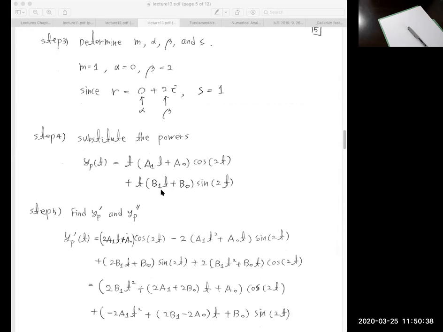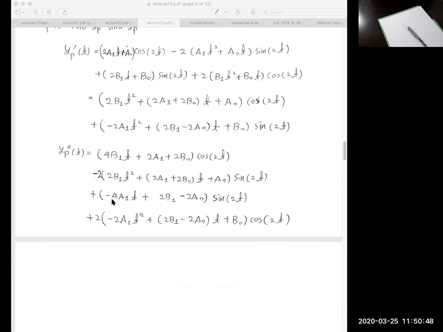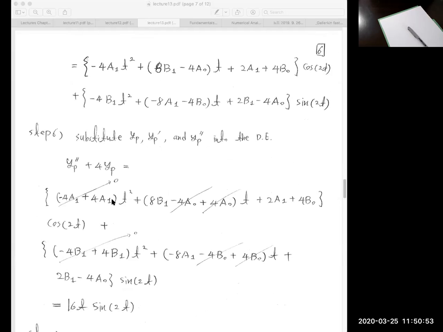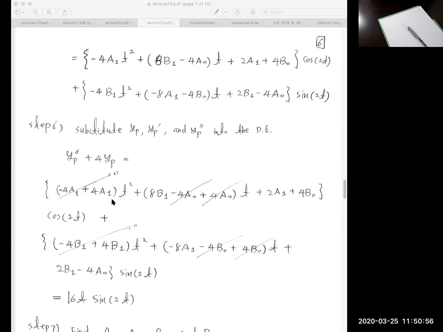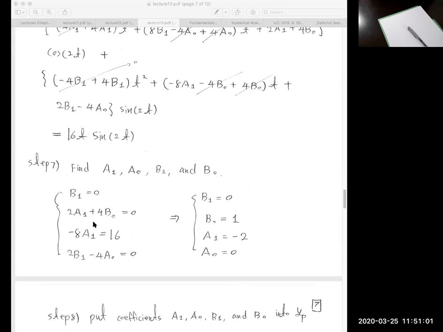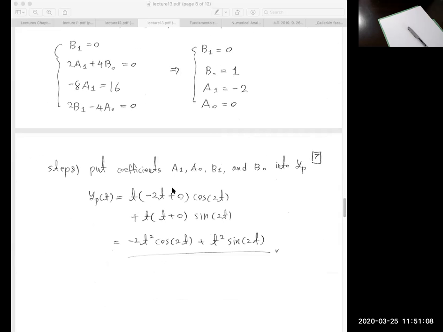Then to figure out the undetermined coefficients in the particular solution, we plug yp into the differential equation. Find yp prime and yp double prime, and compare the left-hand side and right-hand side of the non-homogeneous differential equation. Then we get a system of equations for the undetermined coefficients, and we can figure out y1, y0, b1, b0. That's the particular solution, I mean.